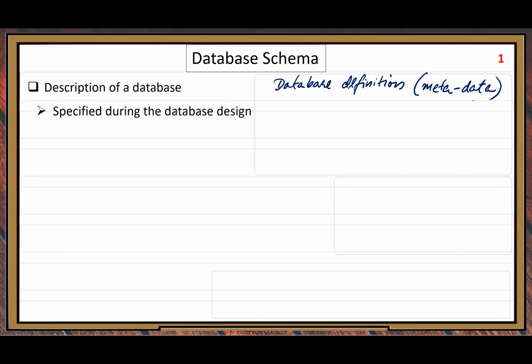Specified during the database design. When you design your database, you write the SQL statements, provide the details, define your tables, constraints, everything you need, all the constructs you need for your database. Not expected to change frequently. Here, not expected to change frequently with respect to data change.